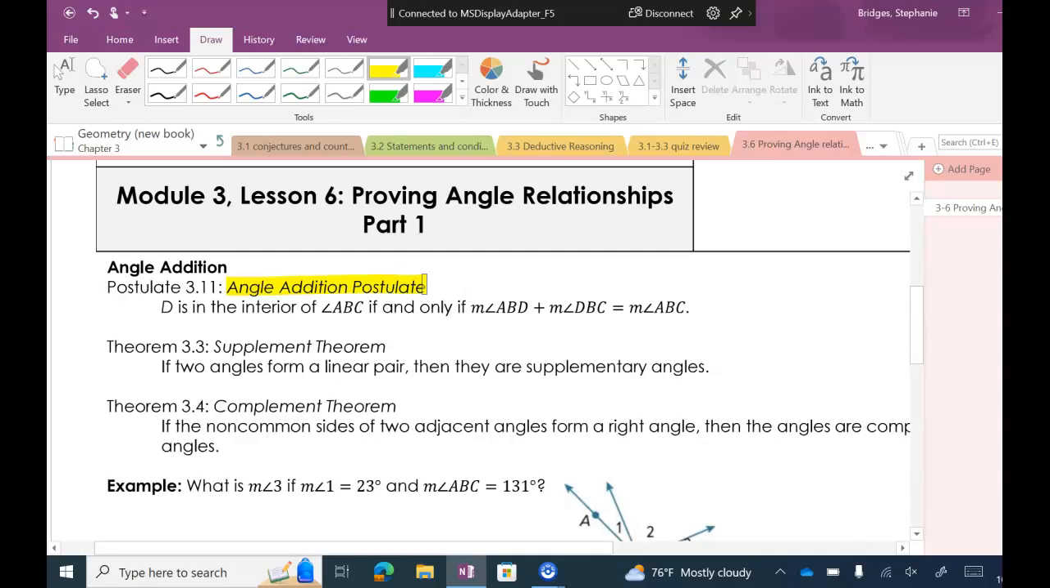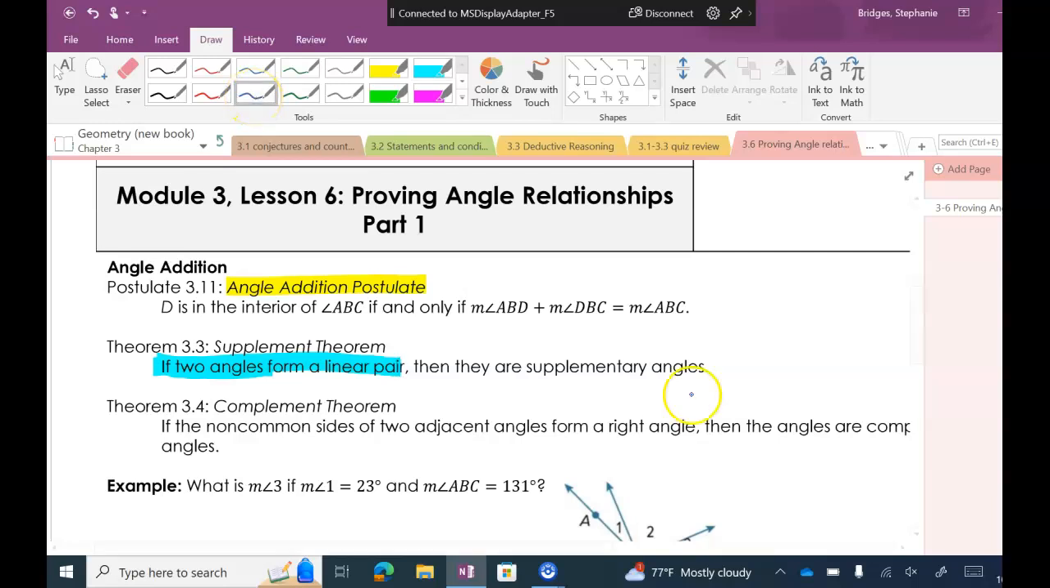Sure, okay. Then we have what we call the supplement theorem, but I don't actually refer to it as that. I just refer to it as what it says. And that's if two angles form a linear pair, what does that mean? They make a what? We've talked about linear pairs before. They make a line, and a pair means how many of them? Two. So two angles put together to make a straight line.